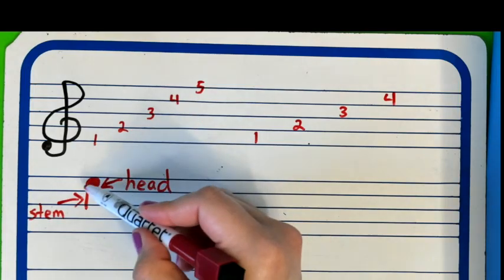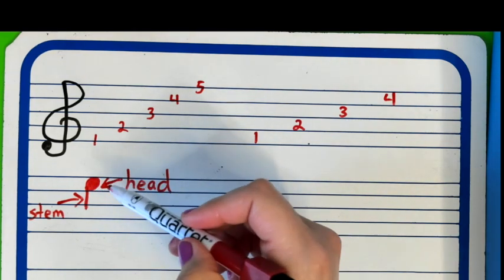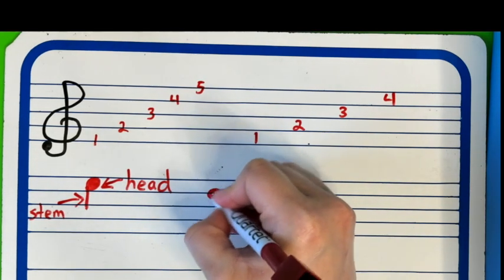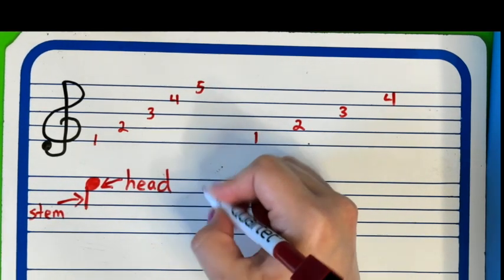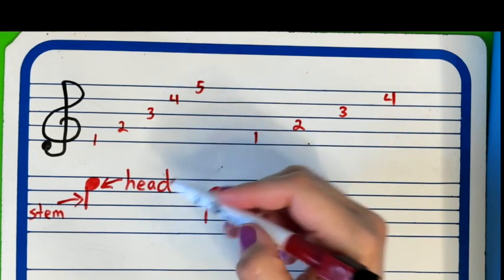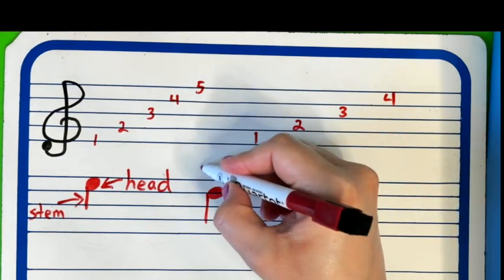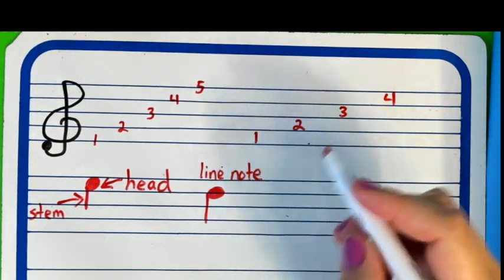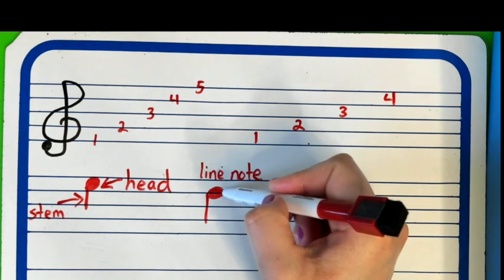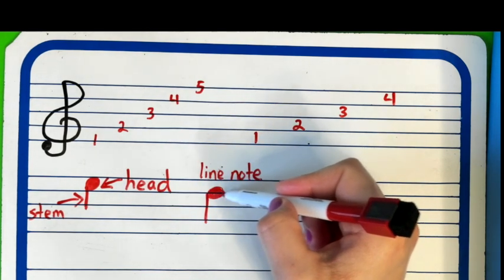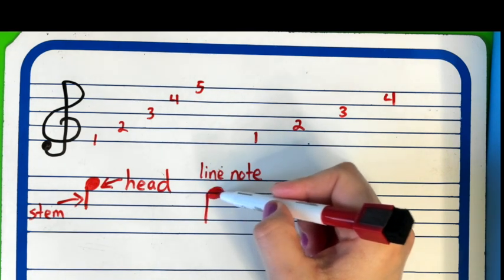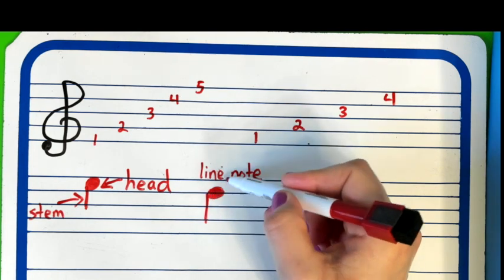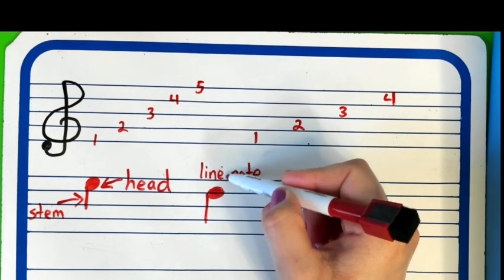Now sometimes notes go in either the space or in the line, like this. So this would be considered a line note. And the reason it is considered a line note is because there is a line cutting the head of the note in half. So if you see that the line is cutting the note head in half, then it's called a line note. Okay?